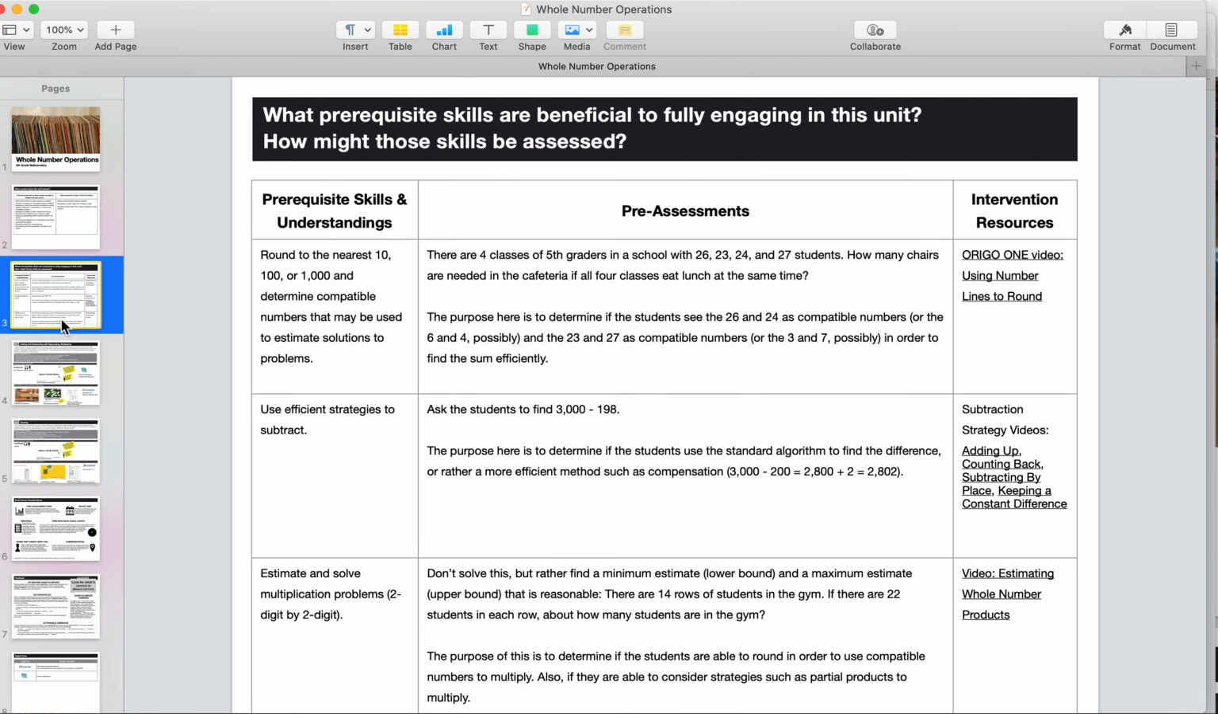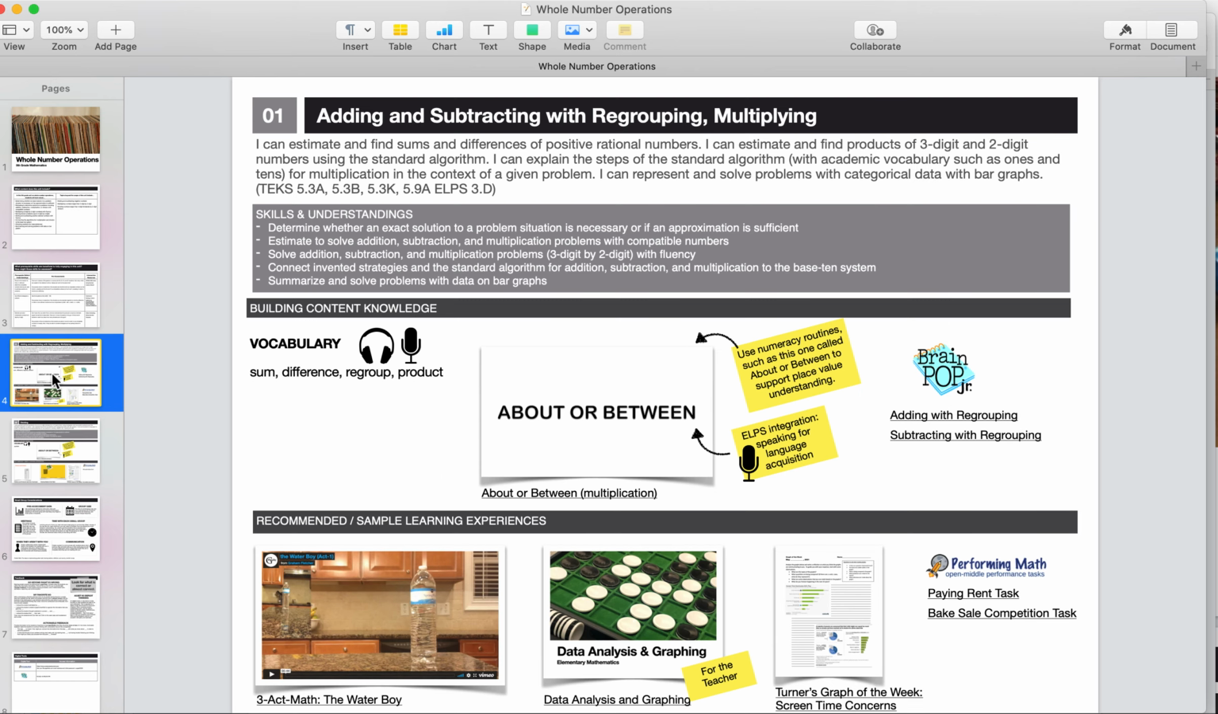The next page includes the same content from the Google document about prerequisite skills and understandings and coordinating pre-assessments. I've included this column on the right of intervention resources. These are some videos that you can use as an educator in small groups. You can assign to your students, you can share with parents, but they connect directly to the prerequisite skills and understandings.